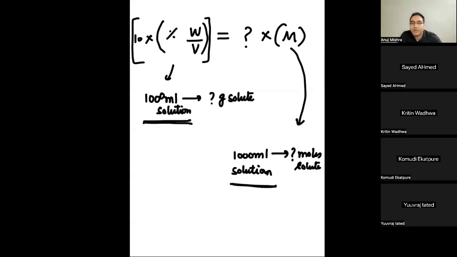If yes, please type 1. First, you answer this, all of you. If you multiply by 10, will this number become the amount in 1000 ml of solution? This is a very simple thing I'm telling. If you understand, please type 1 in the chat box. Those who are finding it difficult, please type 2 in the chat box.